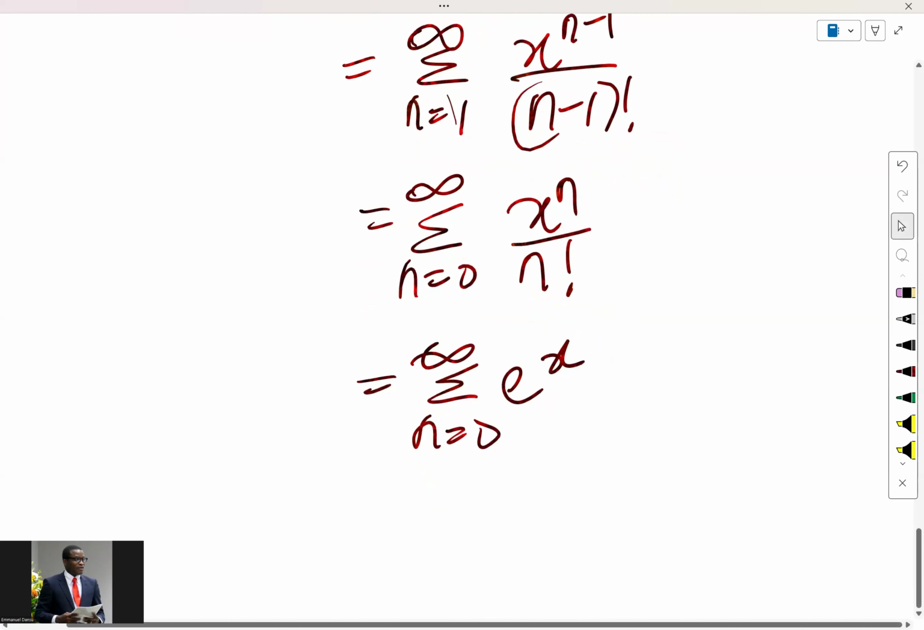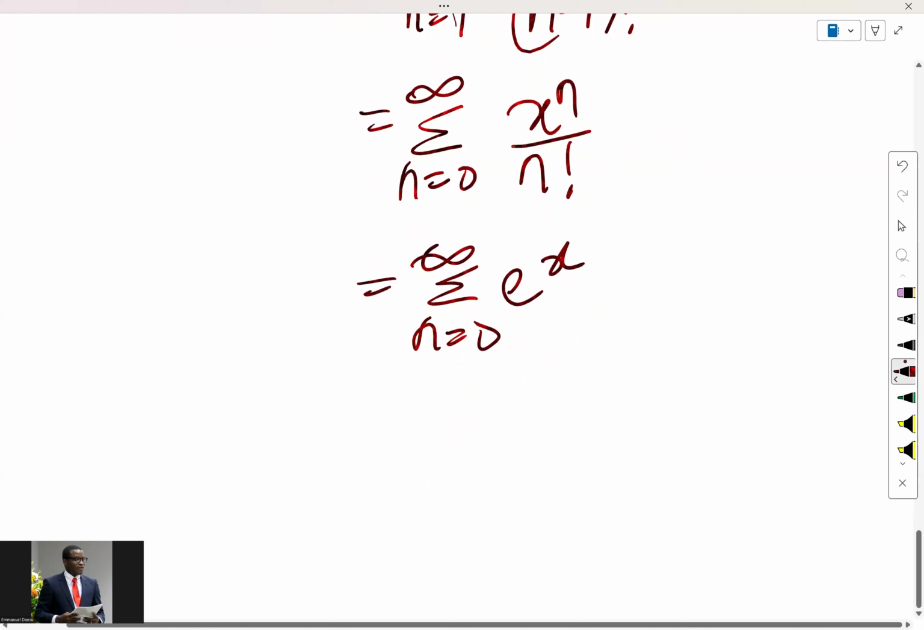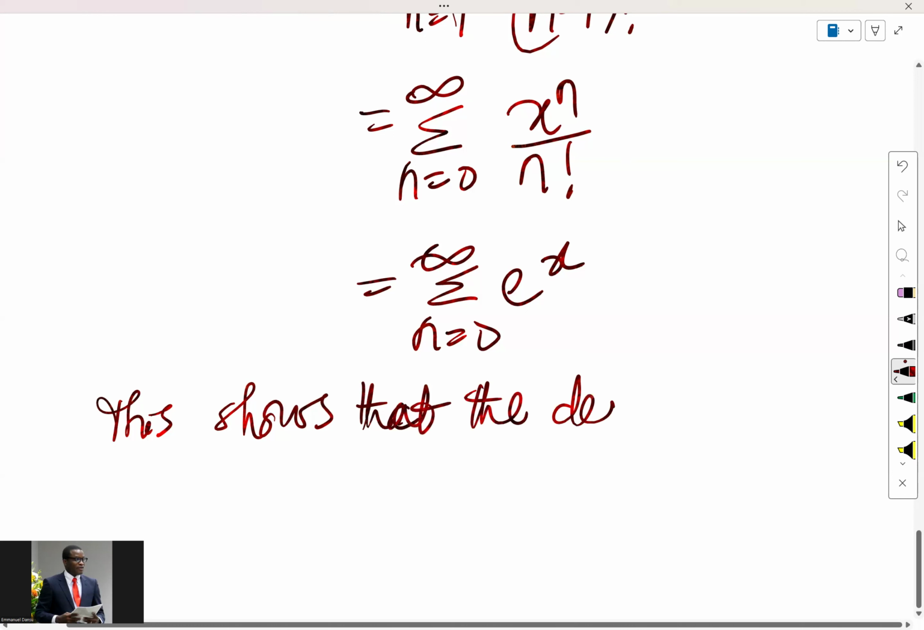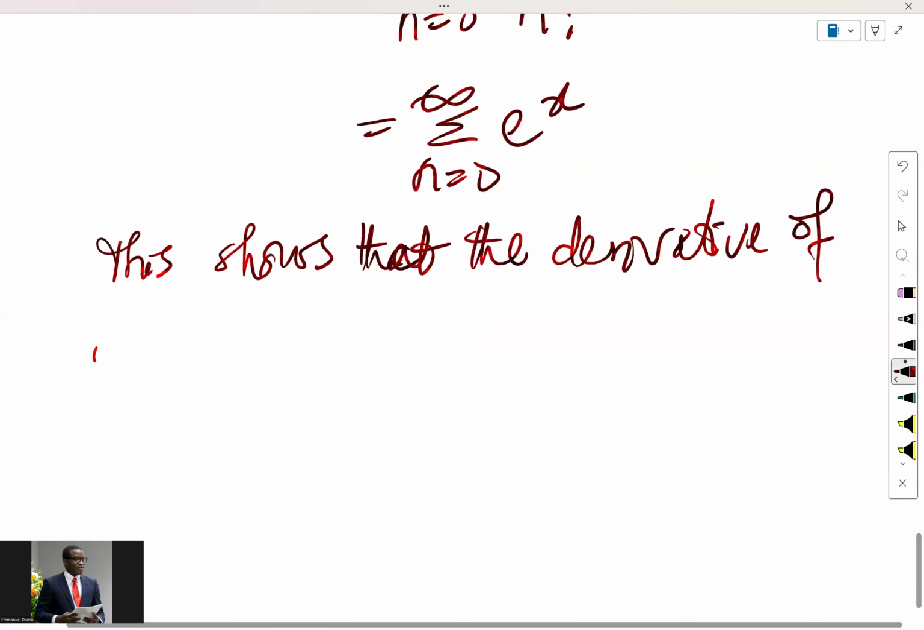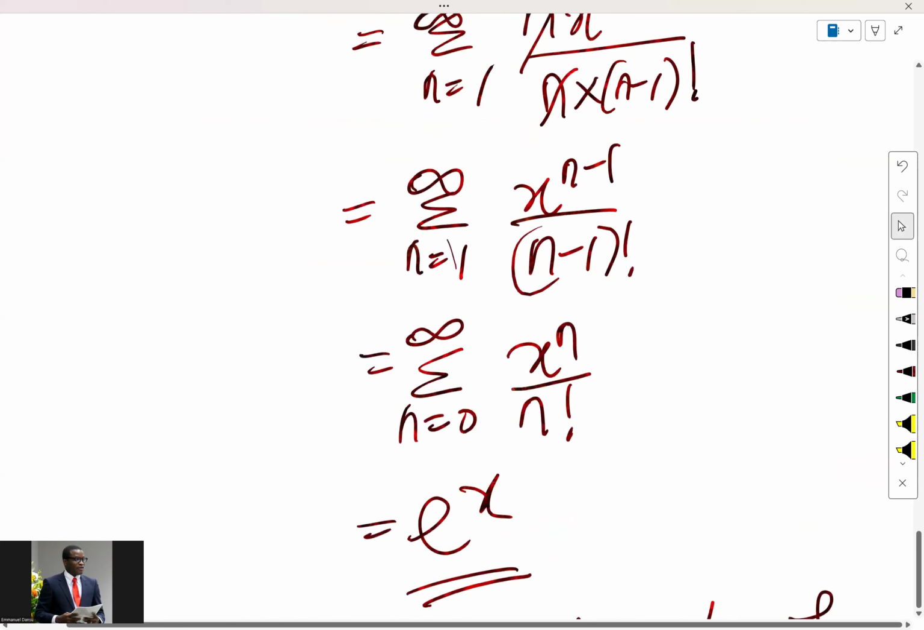And that is always the truth. This confirms, as we have always known, that the derivative of e raised power x is itself. So when you differentiate e raised power x, you get e raised power x. Oh, sorry, I think this is a mistake. This is just e raised power x, no summation anymore. So the whole expression is e raised power x. If you remember, that's where we started from.